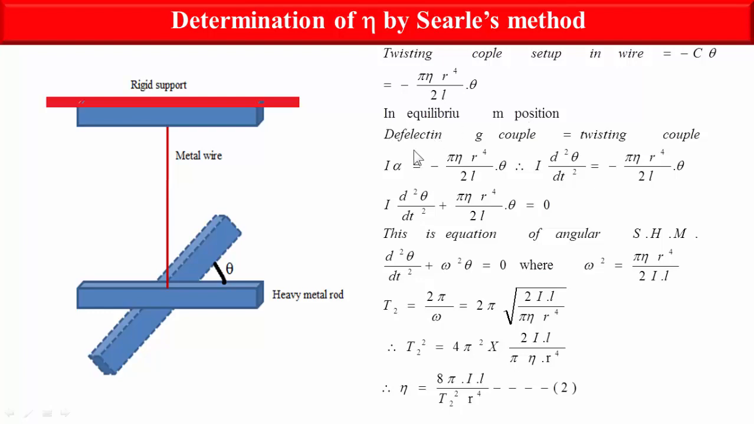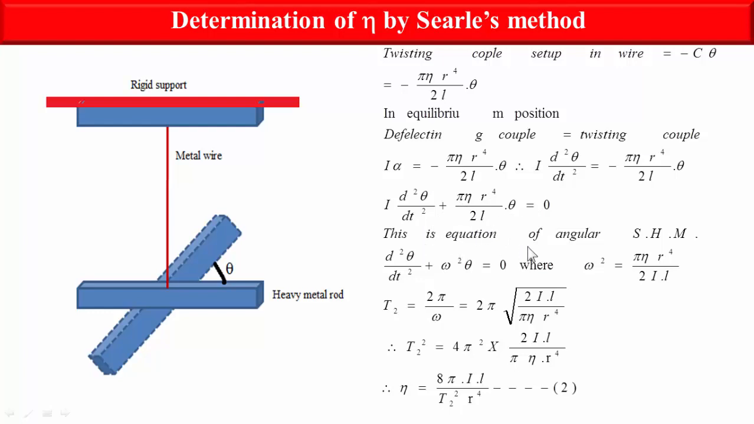In equilibrium position, the deflecting couple must be equal to the twisting couple. The deflecting couple is given by I into alpha. Here I represents the moment of inertia of the heavy metal rod, and alpha represents the angular acceleration. So I alpha must be equal to minus pi eta r raised to 4 upon 2L into theta. Therefore we write I d2 theta by dt square is equal to minus pi eta r raised to 4 upon 2L into theta. Or by rearranging terms we write I d2 theta by dt square plus pi eta r raised to 4 upon 2L theta is equal to 0.